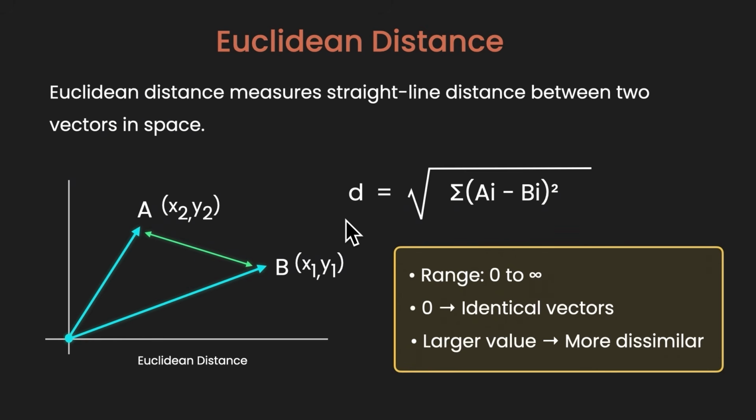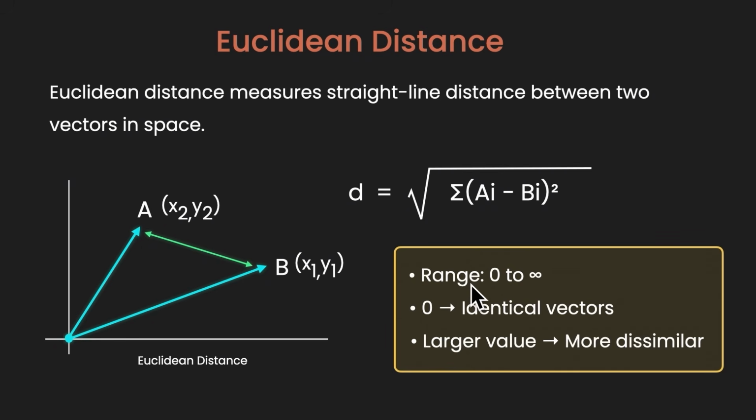Now here's the formula to calculate the Euclidean distance. We take the sum of all the squared differences and then take the square root. That's how you can calculate the Euclidean distance, and that basically gives us the straight line distance between A and B.